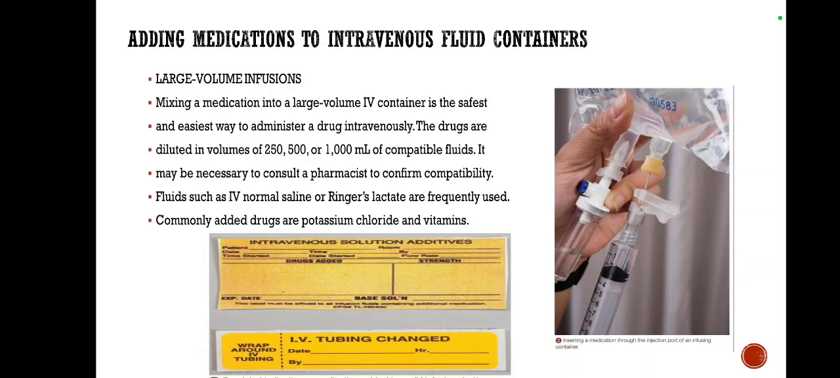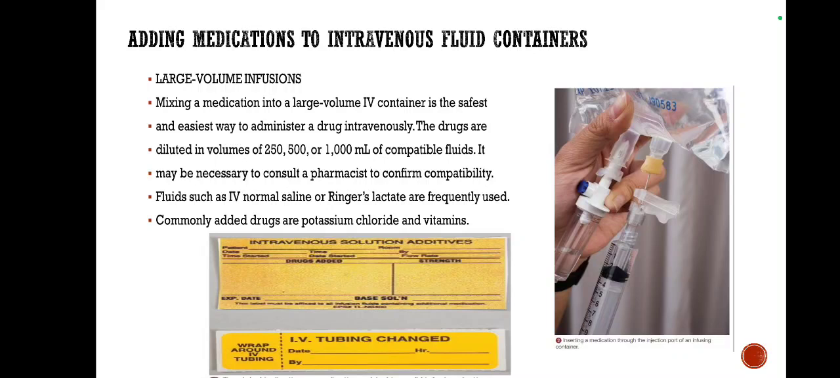Now, adding medications to intravenous fluid containers. This is what we call large volume infusions, or IV infusion, meaning the dextrose or intravenous fluid is infused with a certain medication. Mixing a medication into a large volume IV container is the safest and easiest way to administer a drug intravenously. The drugs are diluted in volumes of 250, 500, or 1000 ml of compatible fluids. It may be necessary to consult a pharmacist to confirm compatibility.